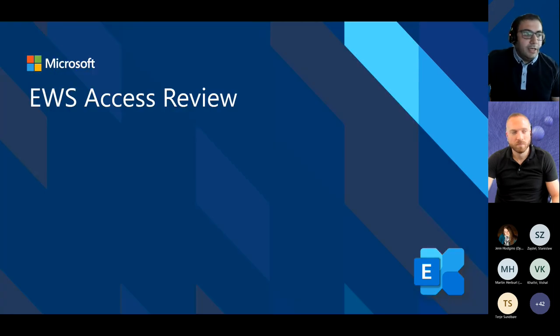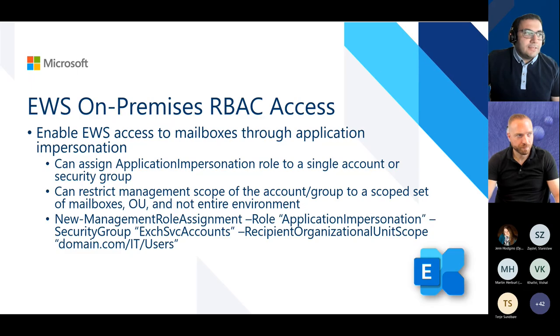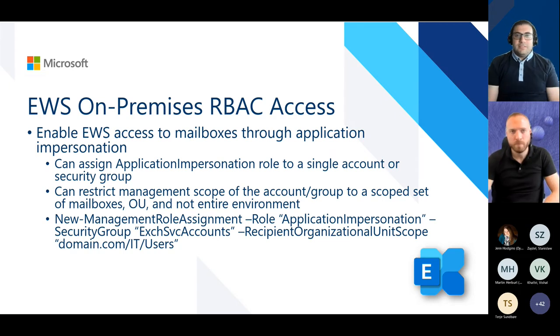So a general review on EWS access. Today, EWS on-premises is controlled through RBAC access. So you enable your EWS to mailboxes through application impersonation. So you can assign that management assignment role to a single account or a custom security group or one of the default RBAC groups built into Exchange on-premises.